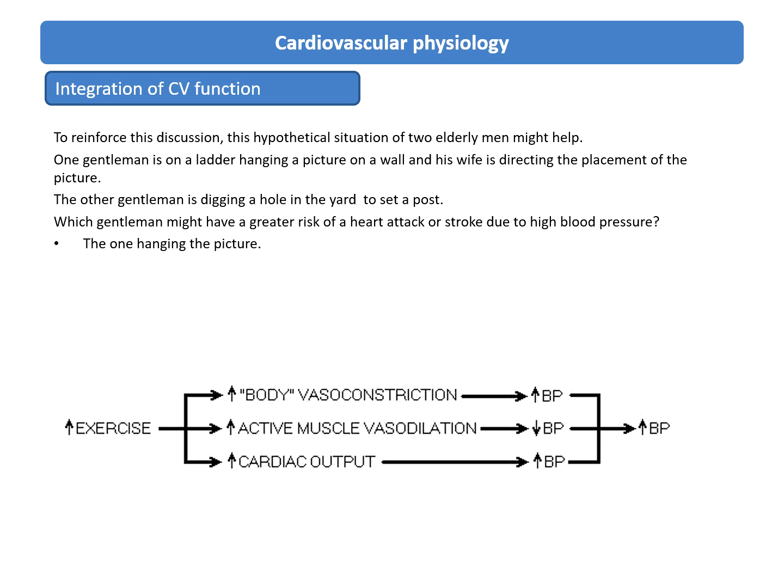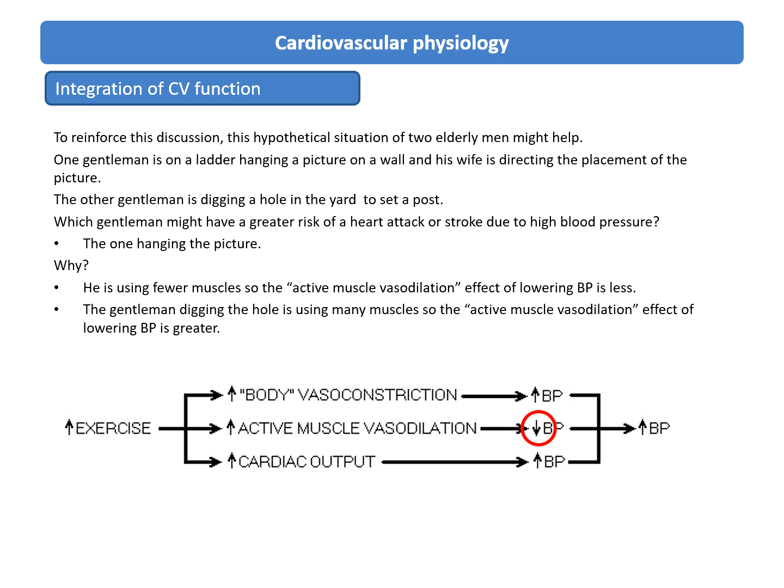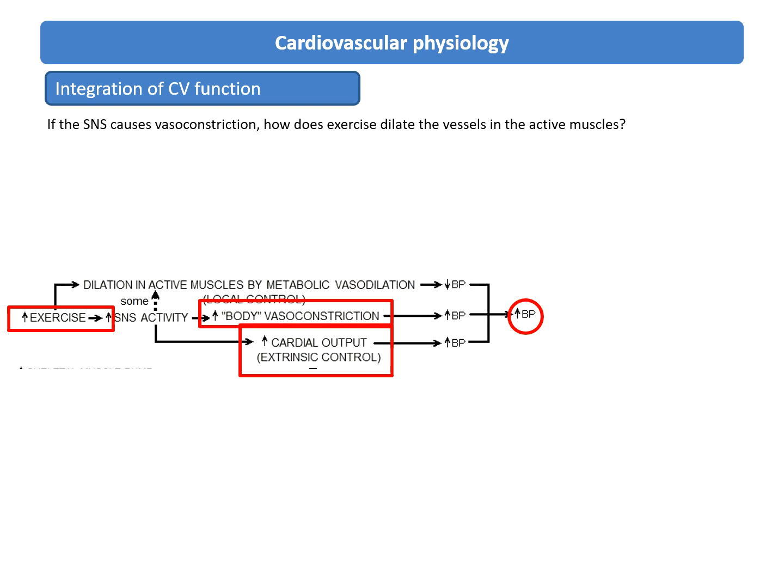You might have thought, just intuitively, that the one outside, digging a hole, probably perspiring, using a lot of muscles. But no, it's the one hanging the picture. Why is that? Well, it's because he's using fewer muscles, so the active muscle vasodilation effect to lower blood pressure is less. The gentleman digging the hole is using many muscles, so the active muscle vasodilation effect of lowering blood pressure is greater. Let's look at this in a little more detail.